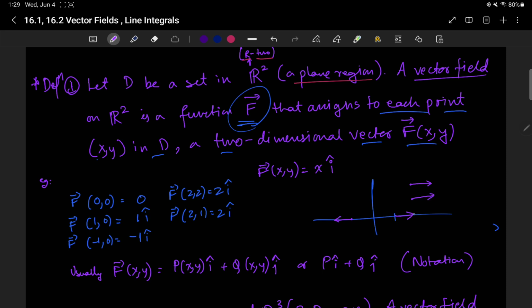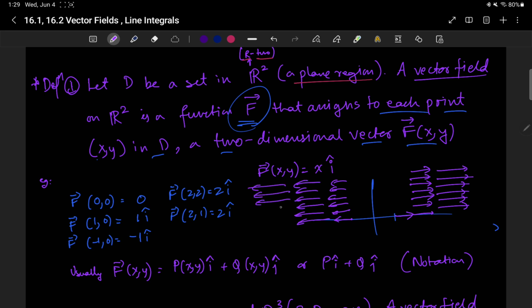So it means that if you draw all these arrows, as you move to the right, you're going to have longer arrows because they will become 3. As you move to the left, same thing happens, but they're just going to be pointing the other way because you have a negative sign. So just as with functions, you get a graph with these kind of things.